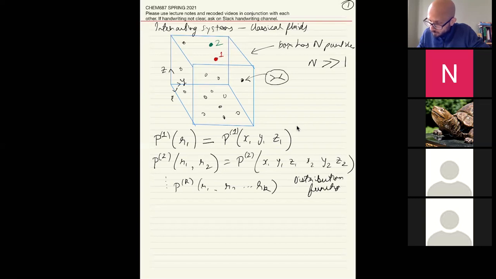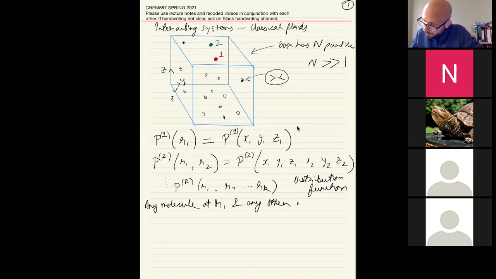Now, most of the time when you have a box full of molecules, you're not going to care about which molecule is found at R1 and which molecule is found at R2. You would be more interested in the question of finding any molecule at R1 and any other molecule at R2. You will stop caring about the identity. This led us to the concept of the reduced distribution function, rho. Let's just talk about 2 particles; we easily generalize it to k particles.